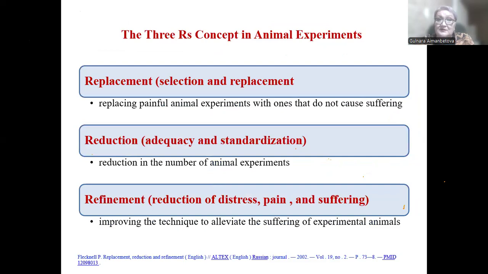The three R's concept in animal experiments. Replacement, selection and replacement: replacing painful animal experiments with ones that do not cause suffering. Reduction, adequacy and standardization: reduction in the number of animal experiments. Refinement: reduction of distress, pain and suffering, improving technique to alleviate suffering of experimental animals.